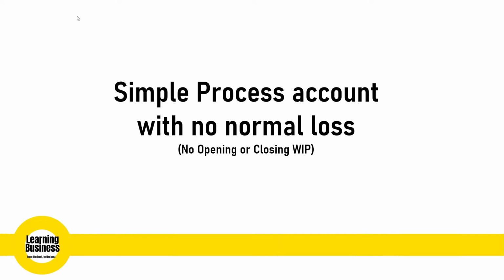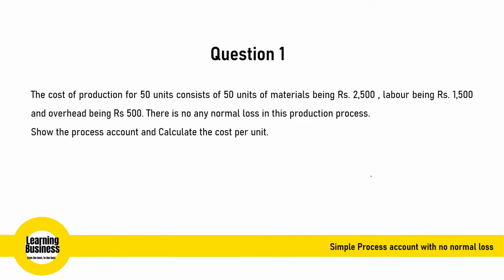Today we will be going through a simple process account where there won't be any normal loss scenarios and where there won't be any opening or closing work in progress. So question 1: the cost of production for 50 units consists of 50 units of material being rupees 2500, labor being 1500 and overhead being rupees 500. There is no normal loss in this production process, and the question is to show the process account and calculate the cost per unit.